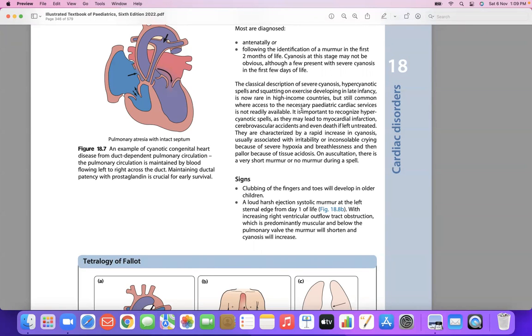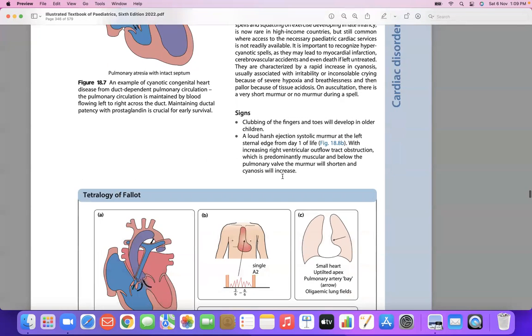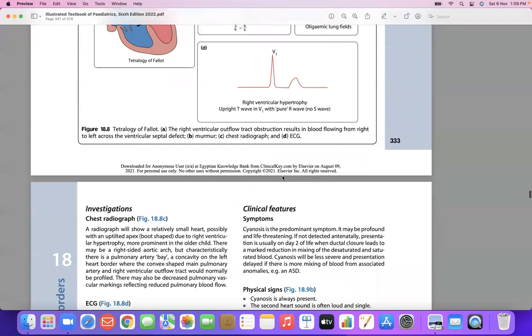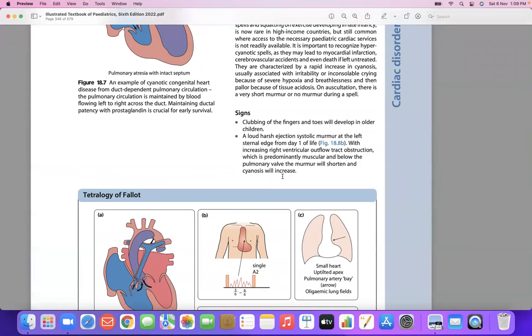Okay, where necessary for pediatric cardiac services. We can read about the cyanotic cells later, mainly how this child presents and what investigations you do is very important here. So the signs: you can have clubbing of fingers and toes, which will develop in older children. Since there is stenosis, you will have a loud, harsh ejection systolic murmur at the left sternal edge from day 1 of life.